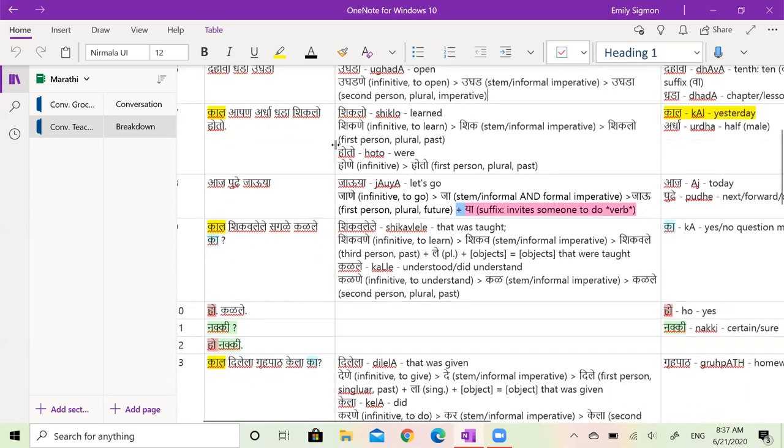So then kal, yesterday, apan, we, ardha is half over here. Dhara, chapter. Shiklo hoto, did learn. The R symbol on the top always messes me up. So here's the breakdown. Yesterday we learned half a chapter.